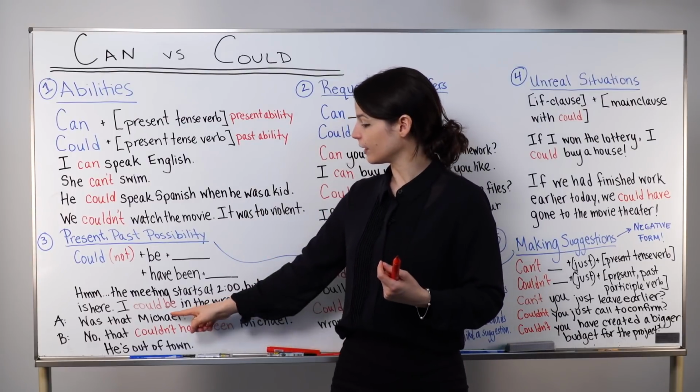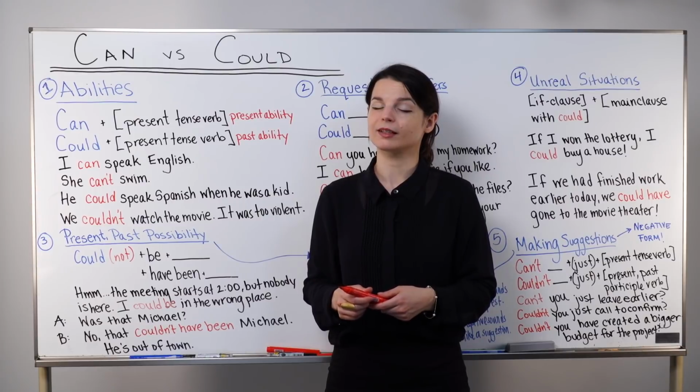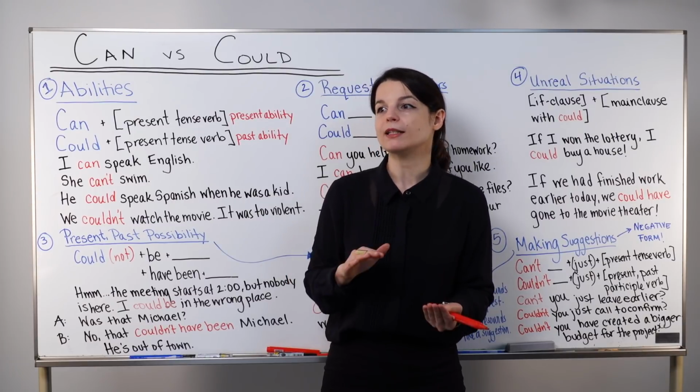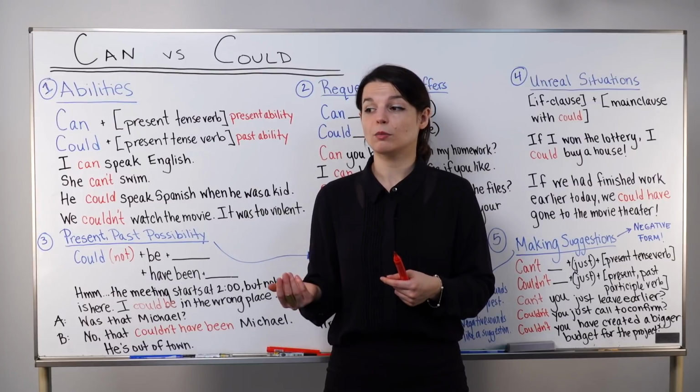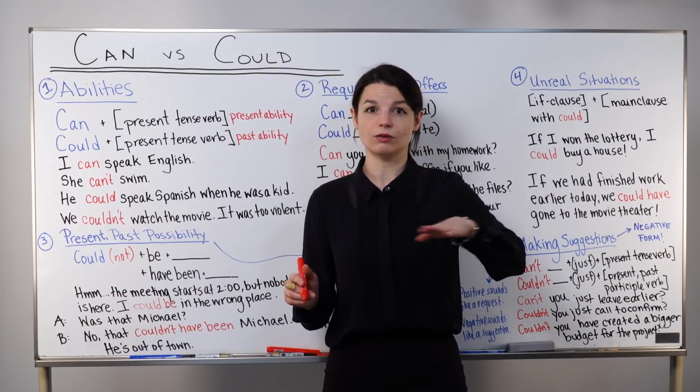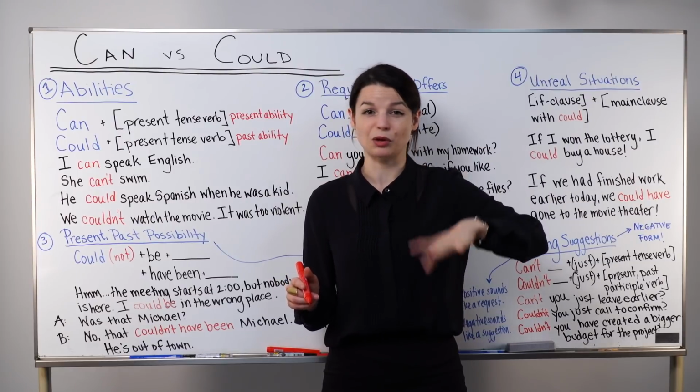You might also hear might used here instead of could. I might be in the wrong place. So the difference between might and could is very small in this situation. I could be in the wrong place is very neutral. It's not like positive or negative. There's not a high chance or low chance.